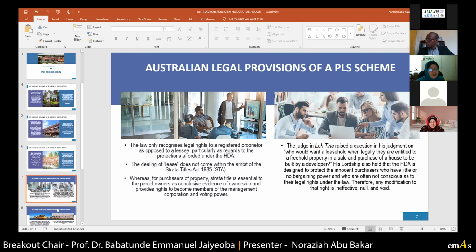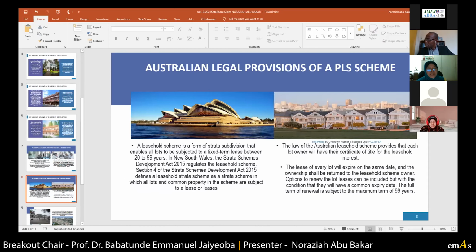And this leasehold scheme is a form of strata subdivisions, carefully designed into their Strata Schemes Development Act 2015. Whereas in the Malaysian scenario, we do not have that. The industry moves faster than the law. There is no law that provides for that.